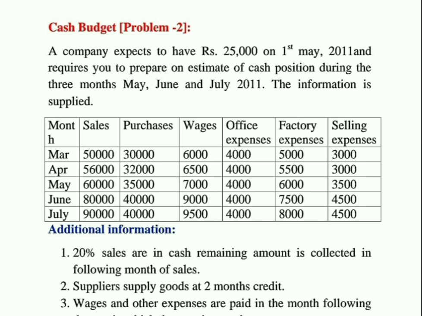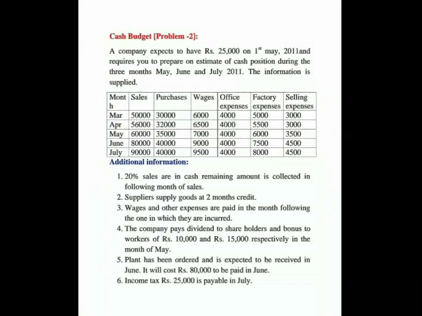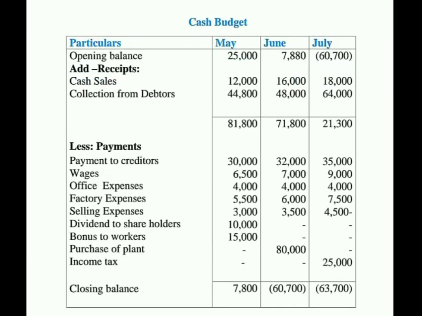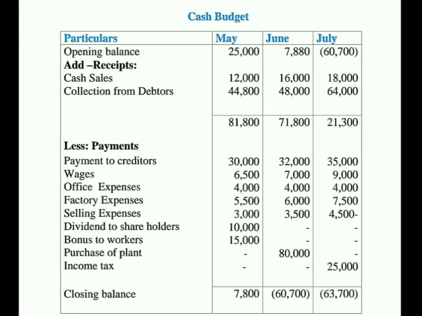Okay, now we'll go for the solution. Yes, this is the pro forma of preparation of cash budget. It starts with the opening balance of cash, to which we add all the receipts and from which we deduct all the payments, and then we get the closing balance of cash. See here, the closing balance of cash for a month will become the opening balance of cash for the next month.